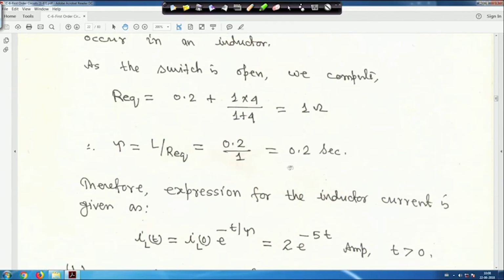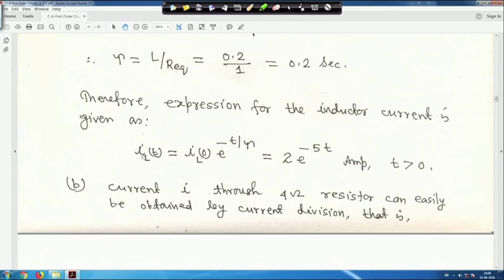Therefore, I told you Req is equal to 1 ohm and tau is equal to 0.2 second. Therefore, the expression for the inductor current is, we know that IL(t) is equal to IL(0) e to the power minus t upon tau. IL(0) is equal to 2 ampere, we have seen, and tau is equal to L by R, which is 0.2 seconds. So, minus t by 0.2, it is 2 e to the power minus 5t ampere for t greater than 0.